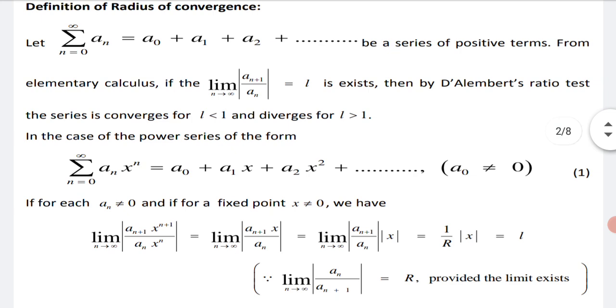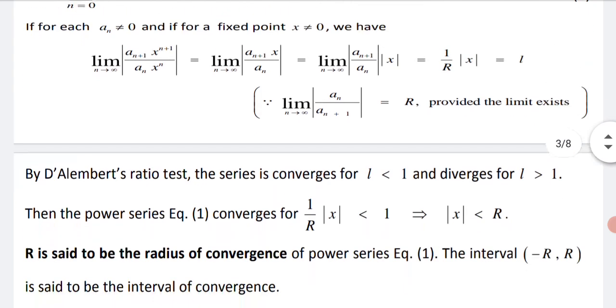That is equal to the limit of modulus of an plus 1 by an into modulus of x as n tends to infinity. But the limit of an plus 1 by an as n tends to infinity is equal to 1 by r, so that is equal to 1 by r into mod x, which is L, because the limit of an by an plus 1 as n tends to infinity is equal to r, provided the limit exists.